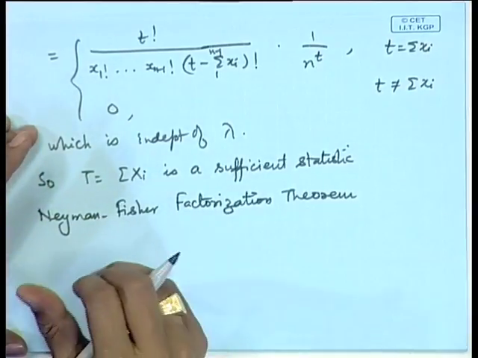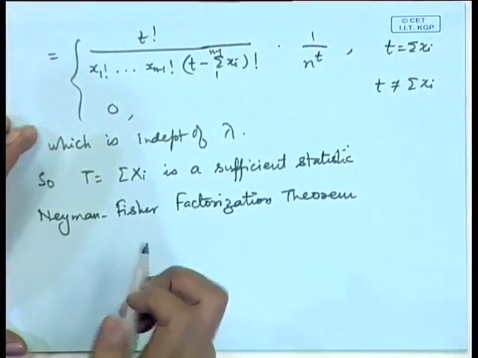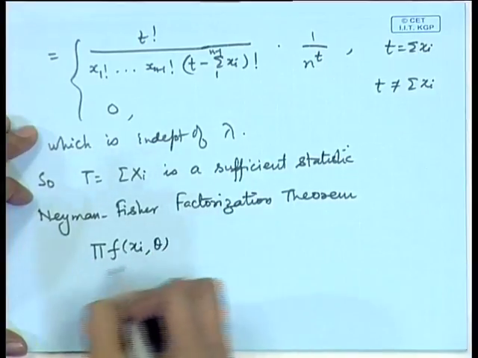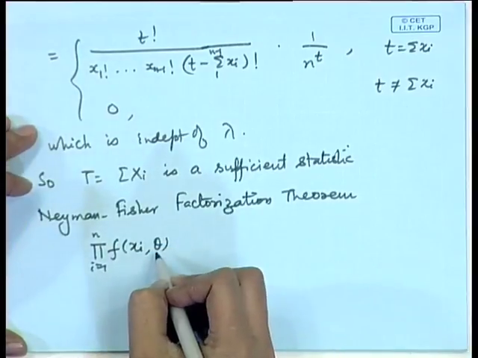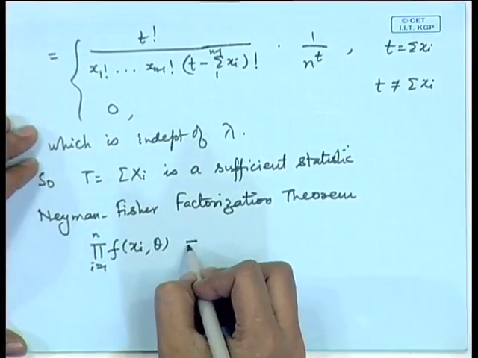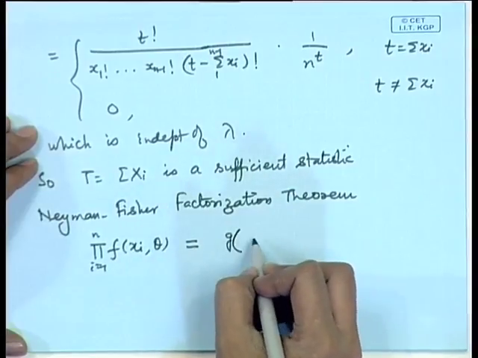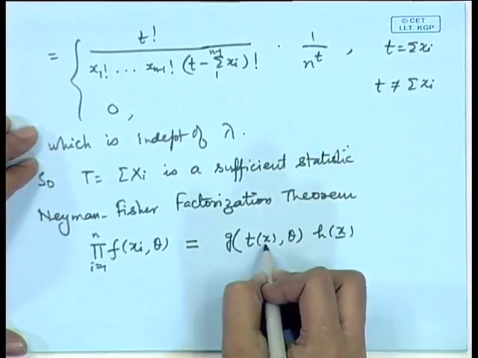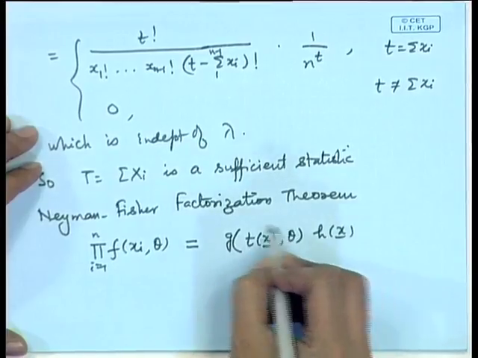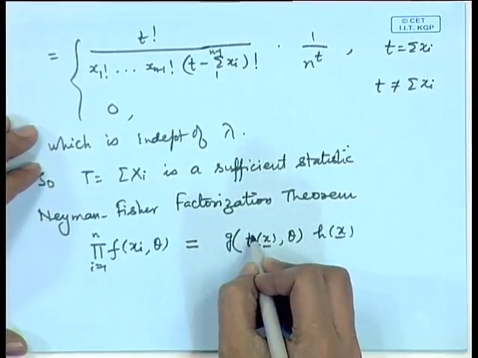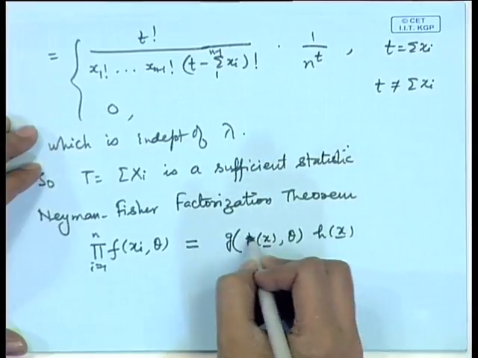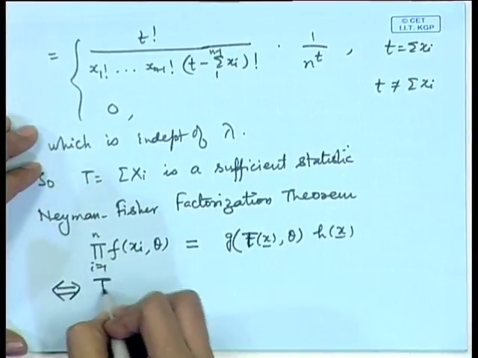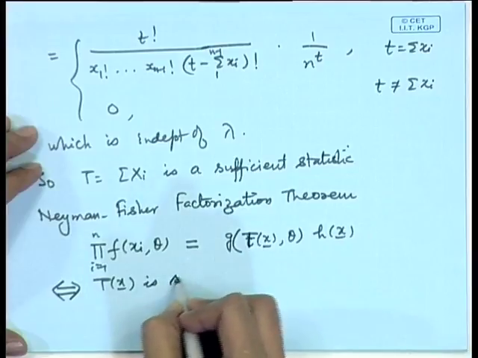I will not state the theorem in full form, rather we look at the practical aspect of it. We write down the joint density, that is the product of f(xi; theta), i equal to 1 to n. This is the joint probability density function of X1, X2, ..., Xn. If this can be factorized as g(T(x); theta) times h(x), where the first term depends upon the xi's only through T and the second term is free from theta, then we say that this implies and is implied by that T(X) is sufficient.